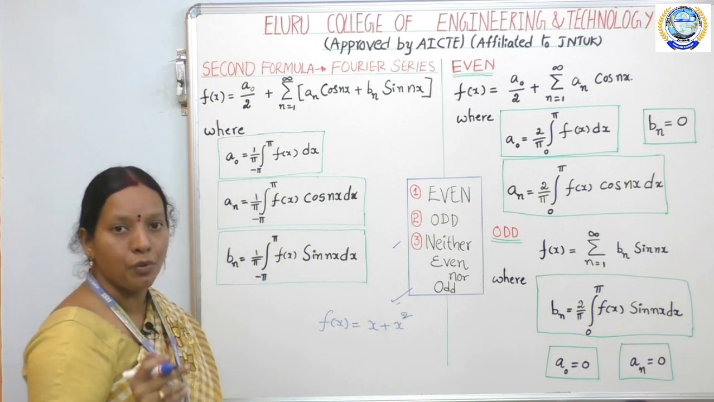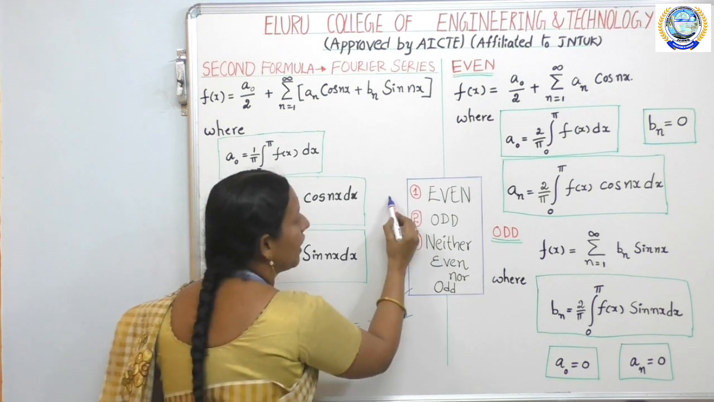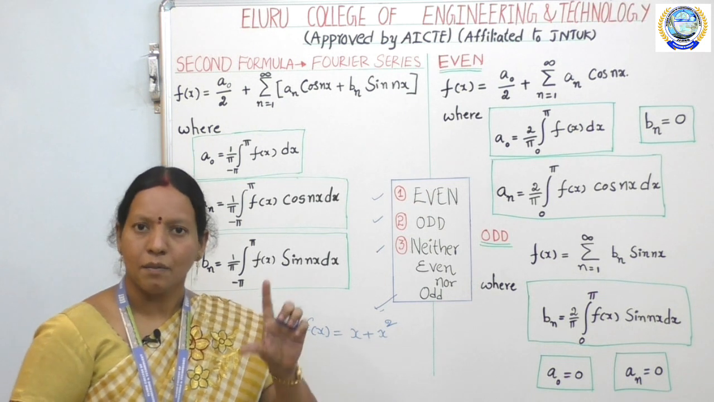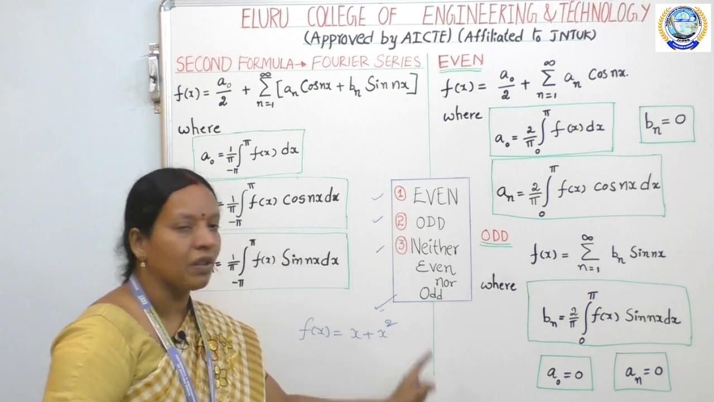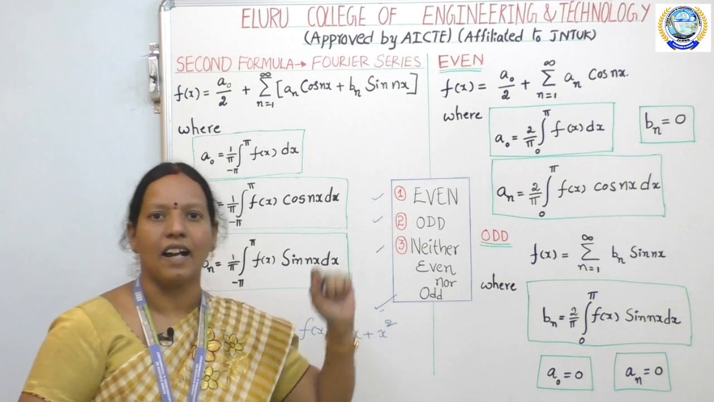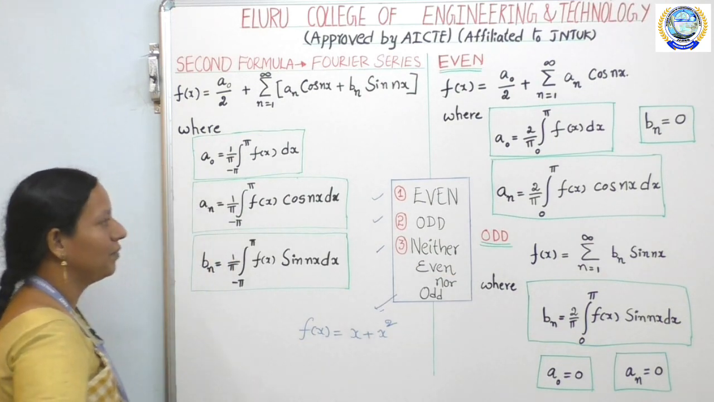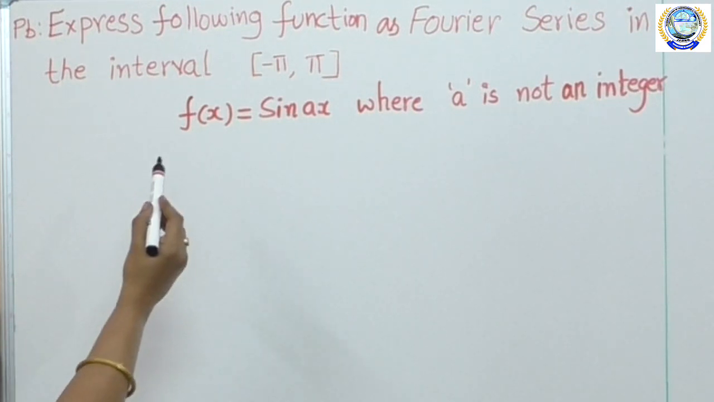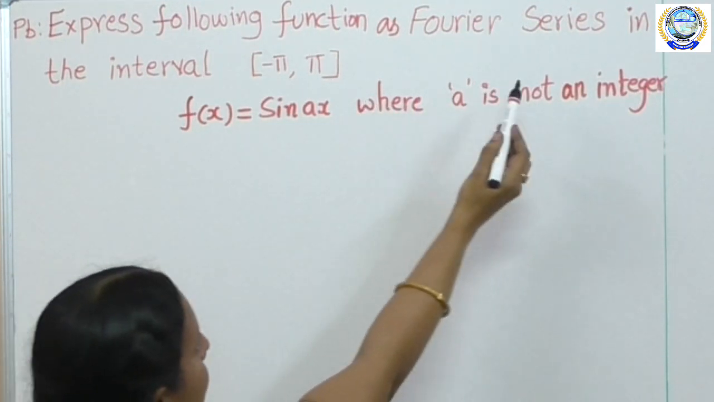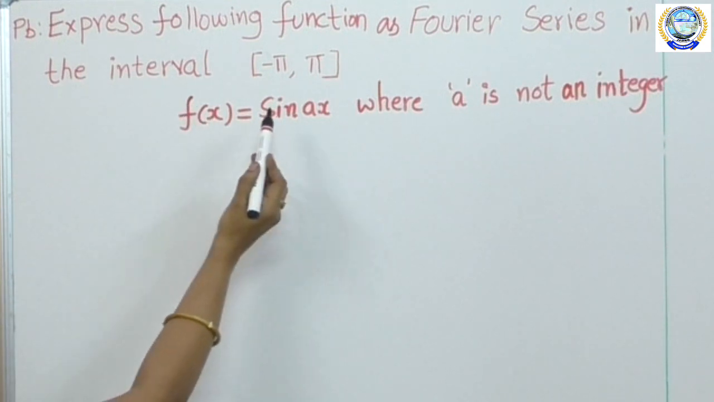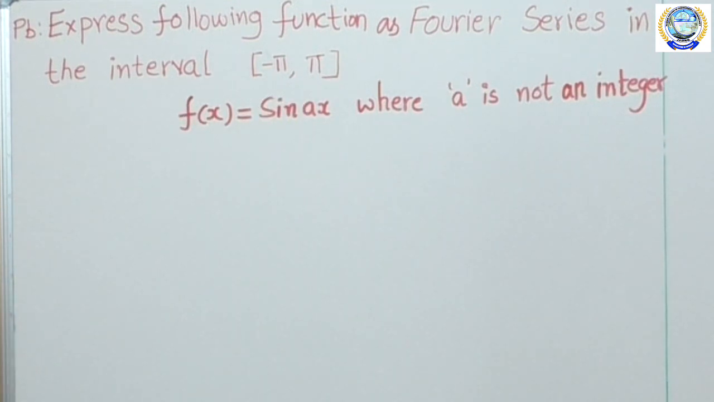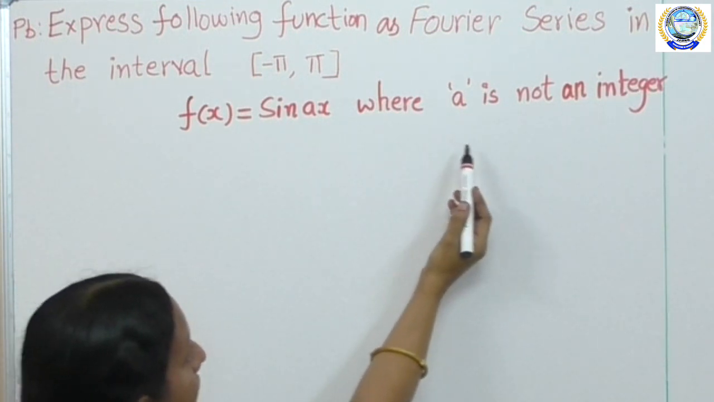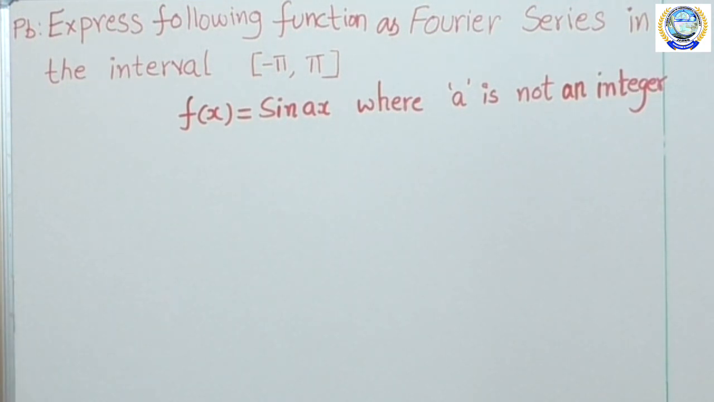Now, we are going to do problems on conditions even and odd. Before going to that, please pause the video, note down these formulas again, then we'll start the class. Okay? Read the problem. Express the following function as a Fourier series in the interval minus pi comma plus pi. F of x equals sin ax, where a is not an integer.